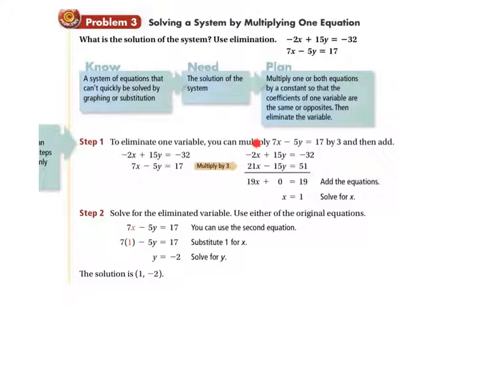So we say negative 2x plus 21x is 19x. The y's are eliminated. Negative 32 plus 51 is 19. Divide off that 19, x is 1. Now again, substitution, x is 1. Substitute in either one, it doesn't matter. And we find that y is negative 2. So our solution for these 2 equations, if I were to graph them, they would intersect at 1, negative 2.